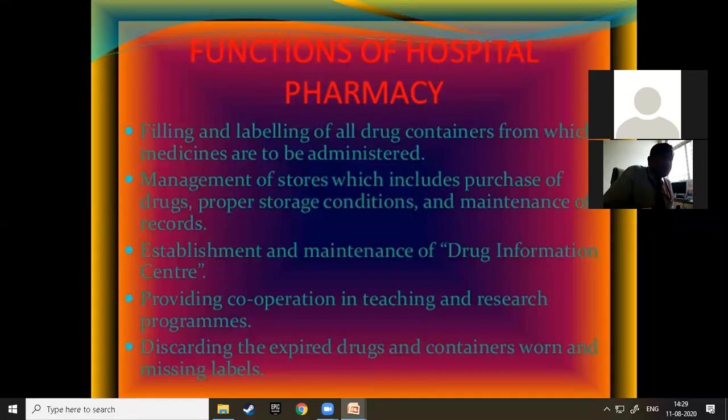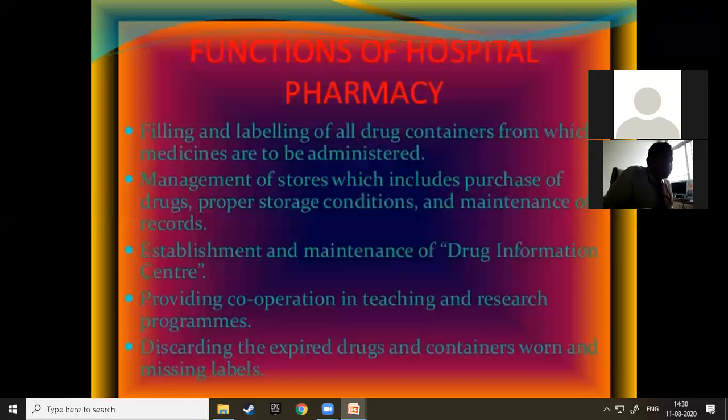Management of stores, which includes purchase of drugs, proper storage conditions, and maintenance of records of the particular drugs present in a hospital pharmacy. Next is the establishment and maintenance of a drug information center.